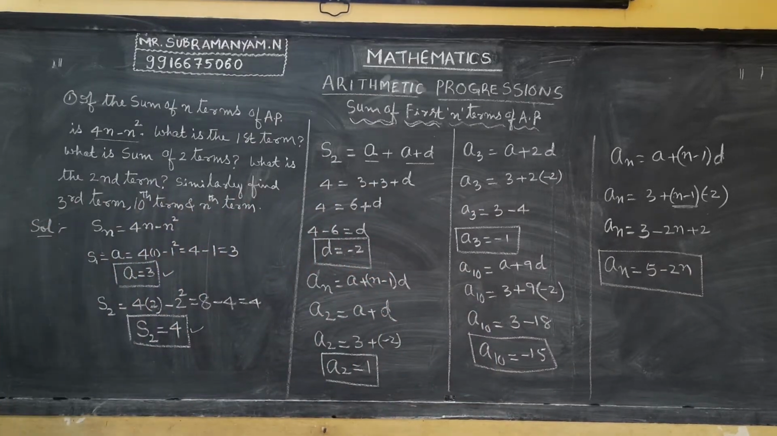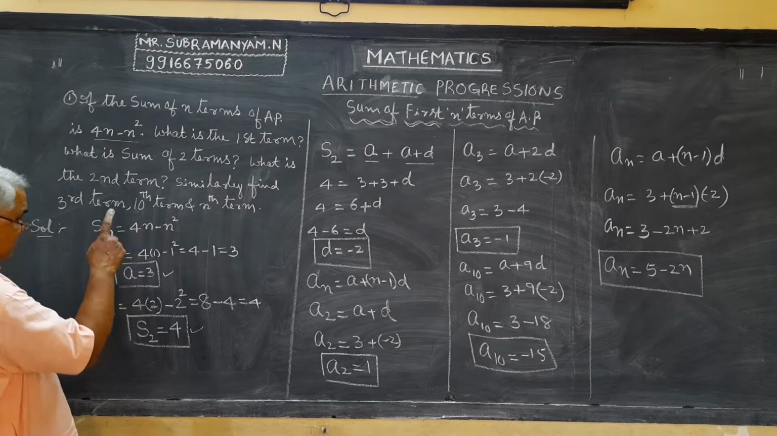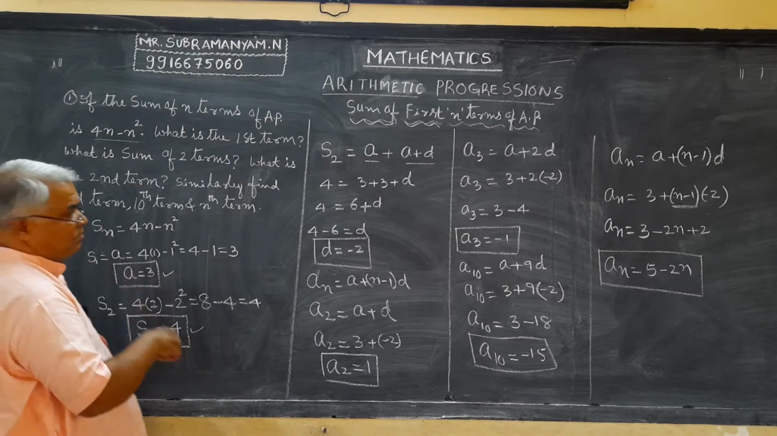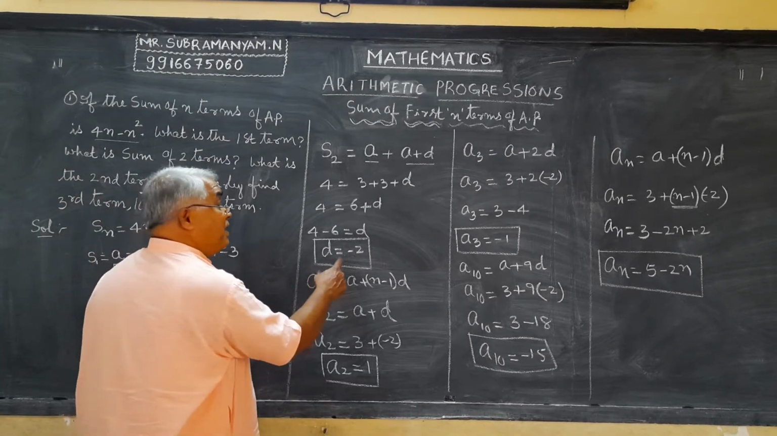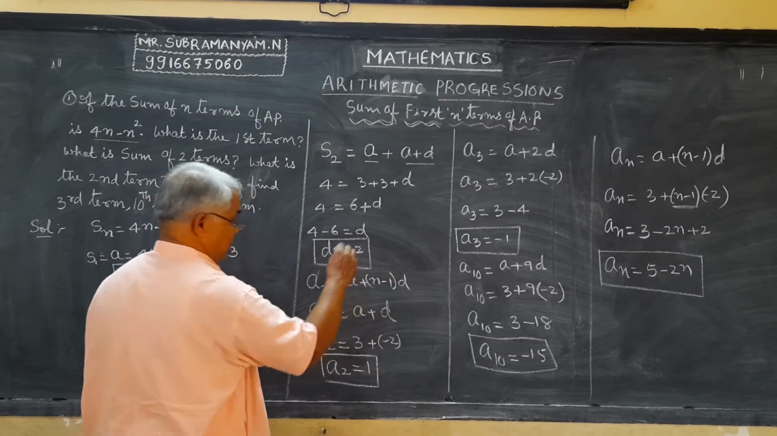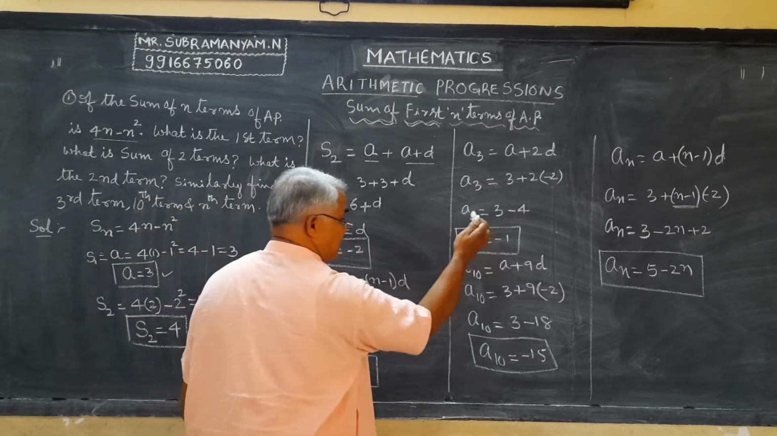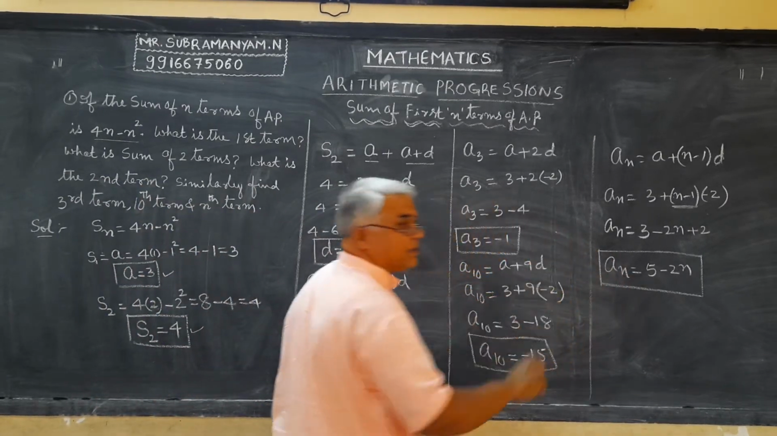Now, in this problem, we have solved all the things that they have asked. They have asked what is a, the first term, the sum of two terms. We have to find d, otherwise we can't find these. Then a2, a3, a10 and an.